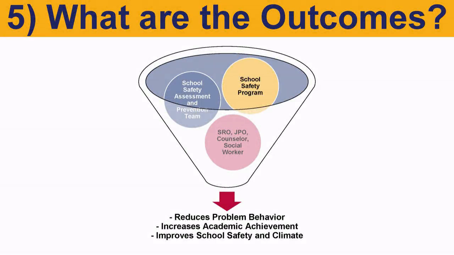The fifth part your team will highlight is: what are outcomes of having an SSAPT on your campus? Focusing on systematic, data-driven decision-making, the SSAPT reduces problem behavior by improving social-emotional regulation and coping skills, as well as providing proactive interventions and supports. Increases academic achievement by providing students, staff, and families with the skills and resources they need. Improves school safety and climate by building and supporting connectedness between the students, staff, families, and community.